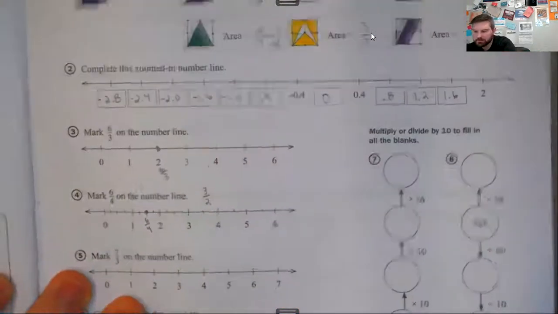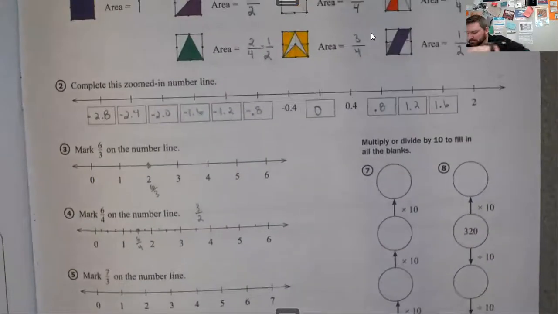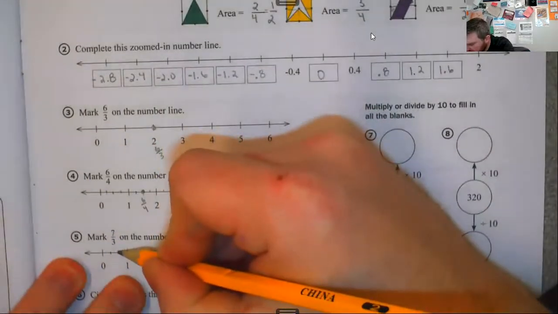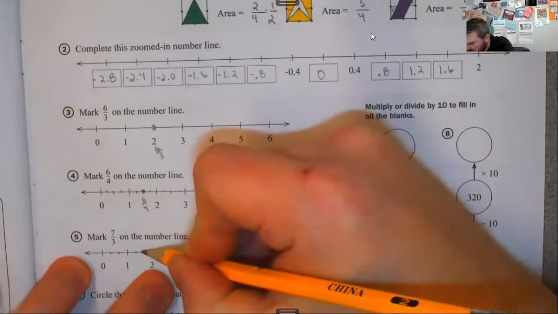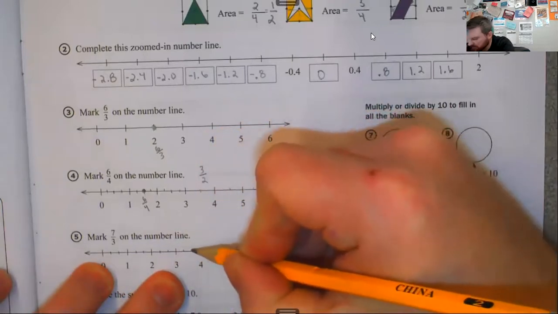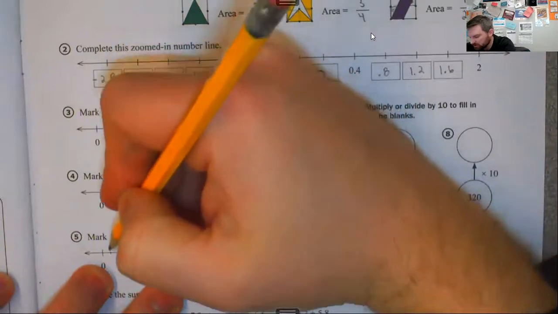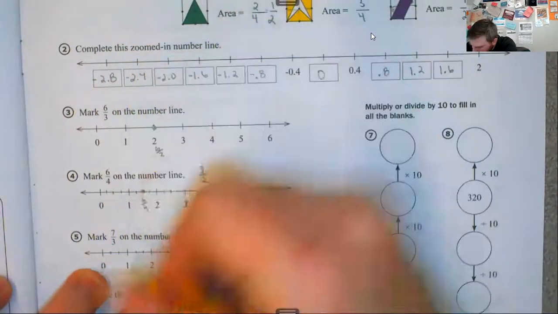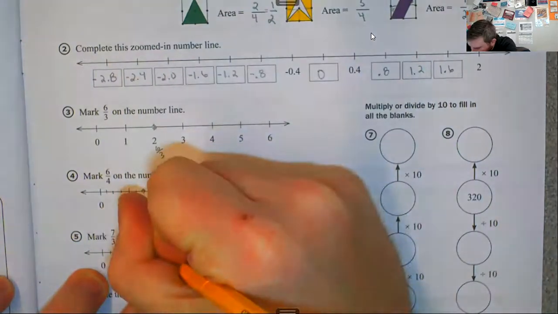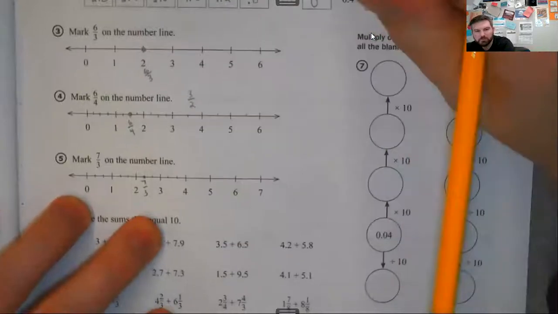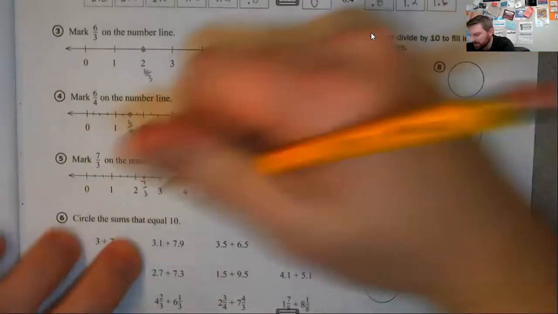Okay, number 5 says mark 7 thirds. So we're going to split everything into thirds, which is 2 lines or 3 sections. Okay, we'll see if that's far enough. I want 7 of them. So 1, 2, 3, 4, 5, 6, 7. So right here, 2 1/3 is 7 thirds. Okay, so make sure you put a dot and label it as well.